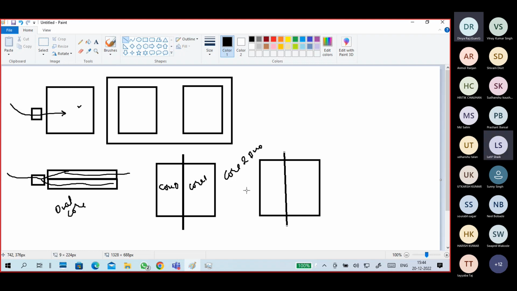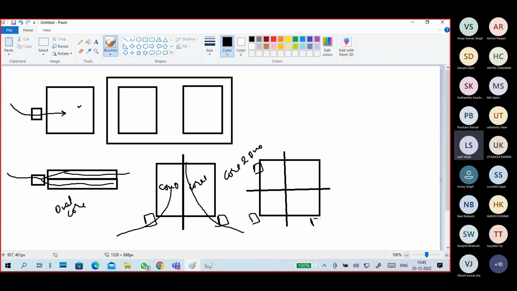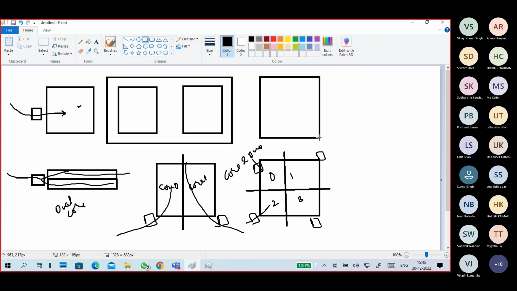Next, there is one processor, same as Core 2 Duo, but this time they split one processor into 4 parts. Here also they have separate cache memories. One process is running here, another process is running here, so 4 processes can run at a time. This is the quad core processor: core 0, core 1, core 2, core 3.